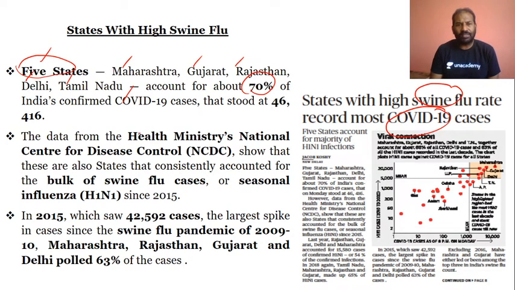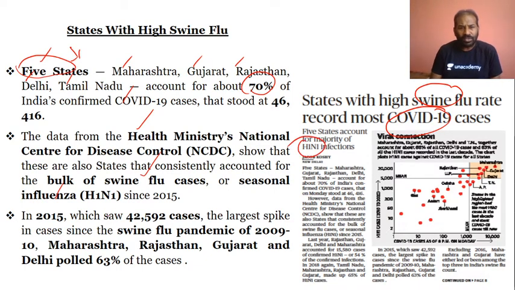And we have the data from the Health Ministry's National Centre for Disease Control, that is NCDC, which states that these swine flu cases, or seasonal influenza H1N1 cases, are consistently very high in India. Specifically, these 5 states, Maharashtra, Gujarat, Rajasthan, Delhi and Tamil Nadu, are also consistently having the bulk of the swine flu cases, or seasonal influenza, that is H1N1 infection.